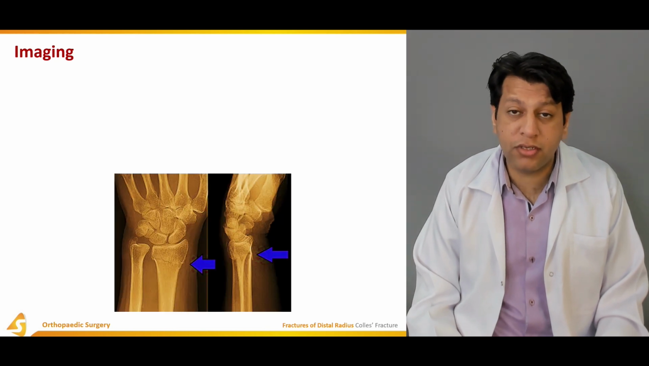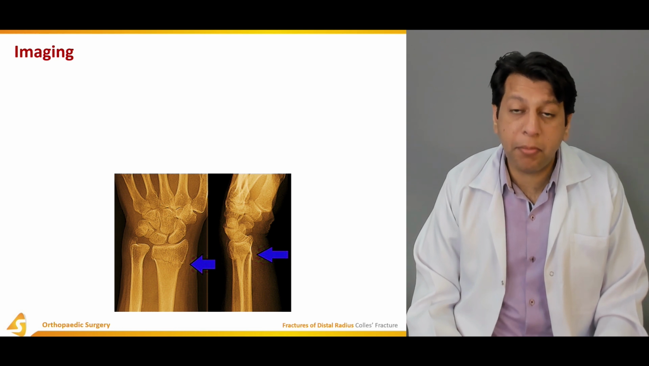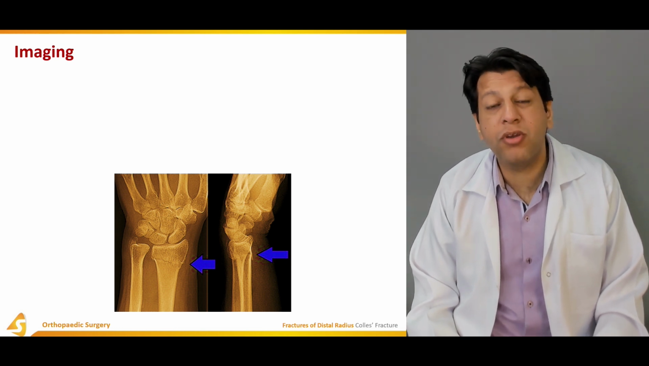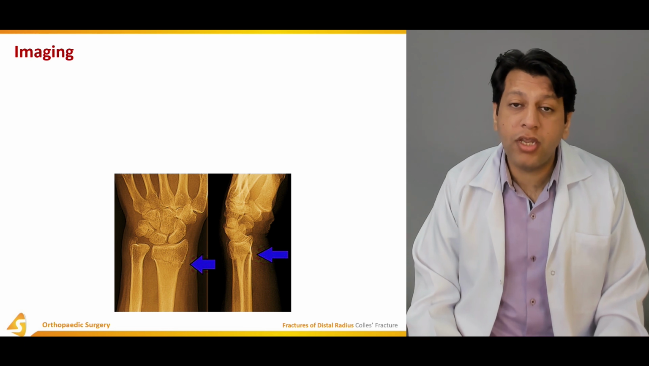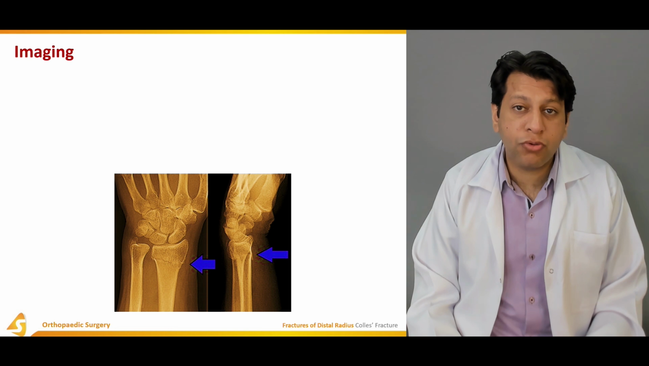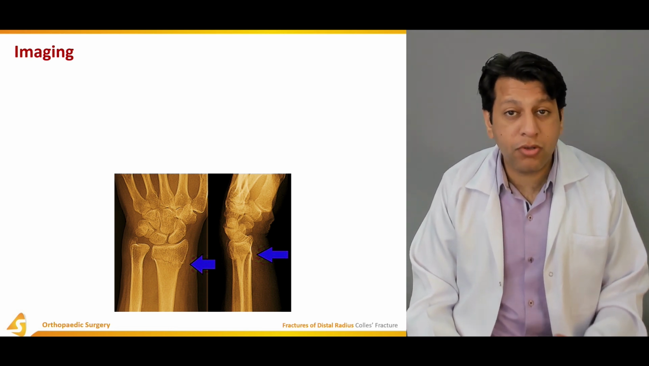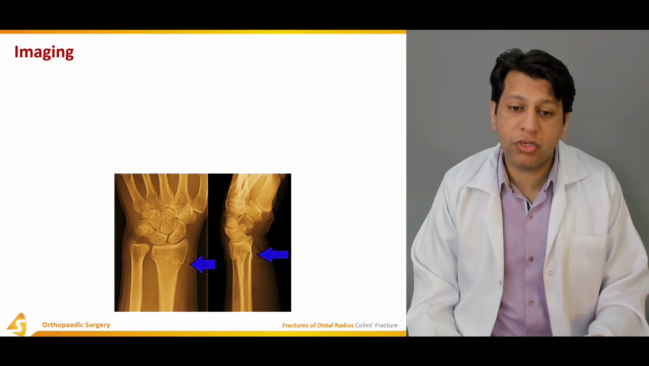Now coming to the imaging, the first and foremost is always to get X-rays of the wrist, AP and lateral view. Sometimes an oblique view may be needed, but one thing we need to remember is when we are talking about the wrist, we need to make sure that we get X-rays of the radius and ulna along with the elbow joint as well, because the rule is one joint above and one joint below.